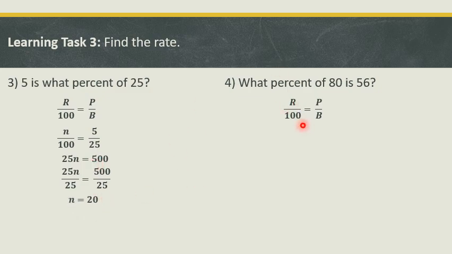Sa number 4, so same procedure, ang 80 natin is yung base kasi of 80. So, ito yung percentage natin, 56. Cross multiply. So, ito yung makukuha natin. And divide both sides by 80. 5,600 divided by 80 is 70.